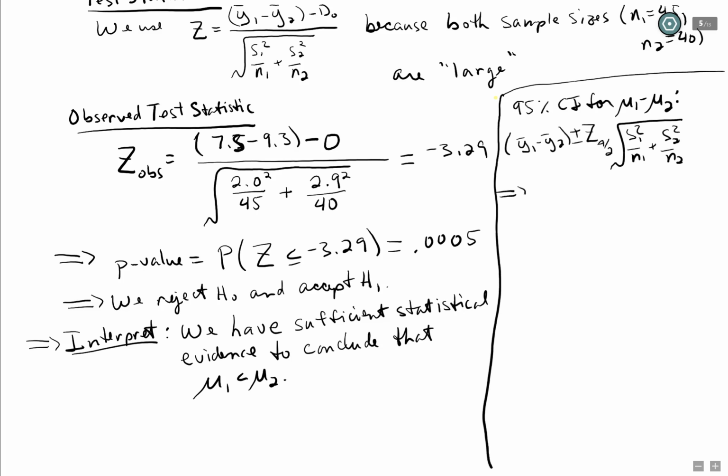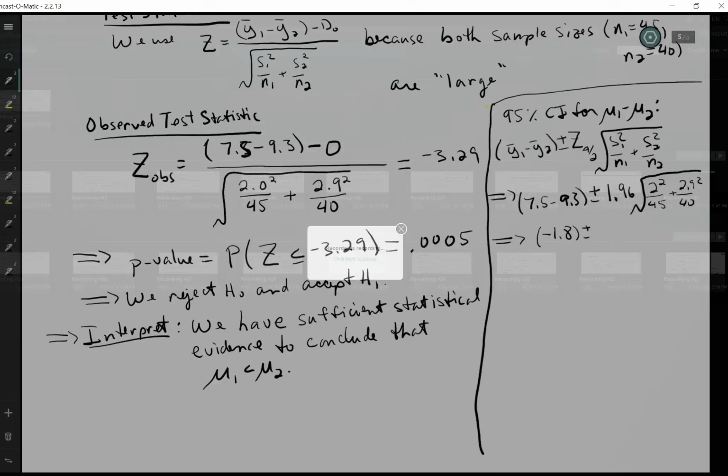Okay. So to plug in here, I'm going to have 7.5 minus 9.3 plus or minus, for a 95% confidence interval, the z-score is 1.96. We've done that sort of thing before. And this is going to be times the square root of 2 squared over 45 plus 2.9 squared over 40. Okay, if we do that, then we get negative 1.8. That's our point estimate for the difference of the population means. We've got to add and subtract some stuff to it to get the margin of error.